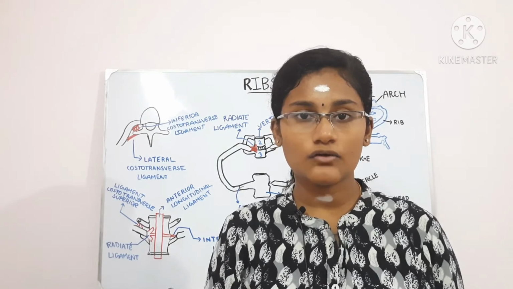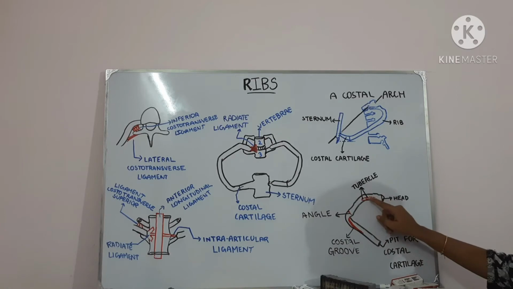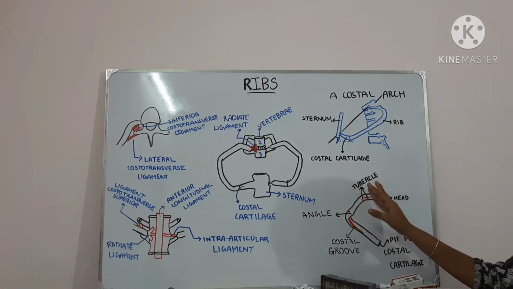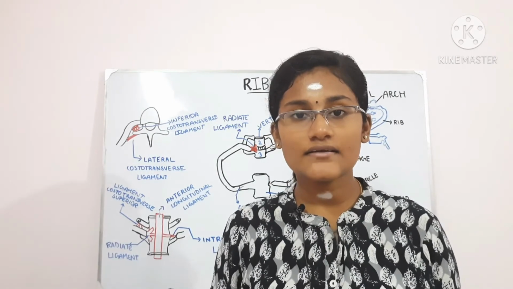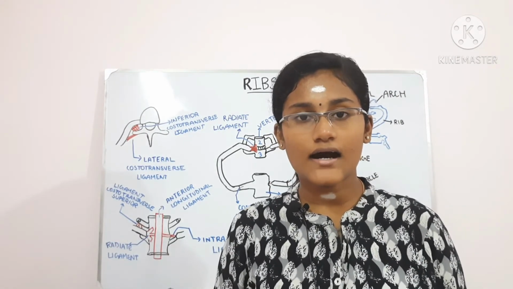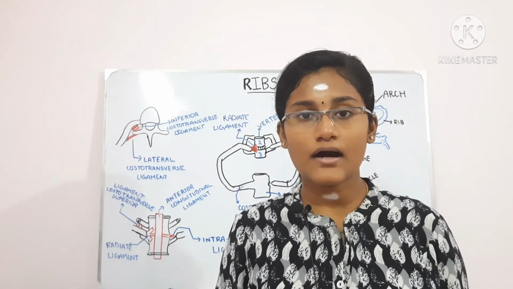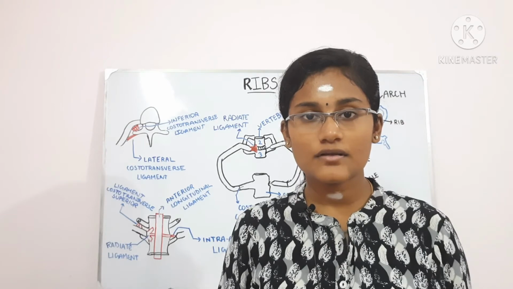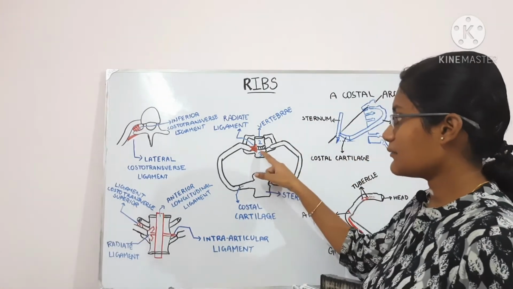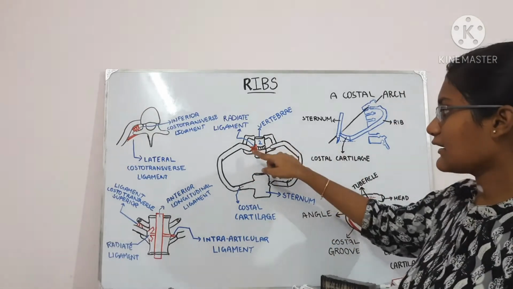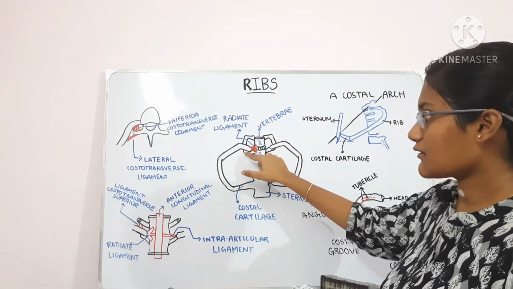Now let's talk about the tubercle. The tubercle is present at the outer surface of the rib and it is present at the junction of the neck and the shaft. The lateral part of the tubercle is not articular, and the medial part of the tubercle is only articular. So the medial part articulates with the transverse process of the numerically corresponding vertebrae. So let's say it's the third vertebrae, then the tubercle is present on the outer surface, so it will articulate with the transverse process over here.